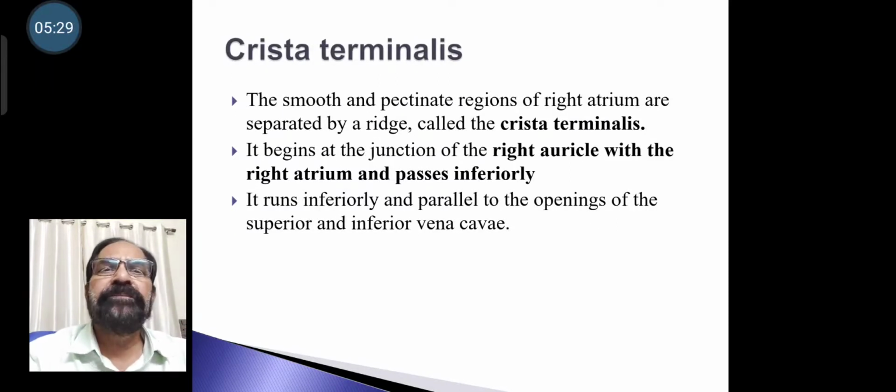Crista terminalis. The smooth and pectinate parts of the right atrium are separated by a ridge called as Crista terminalis. It begins at the junction of right auricle with right atrium and passes inferiorly. It runs inferiorly and parallel to the openings of superior and inferior vena cava.